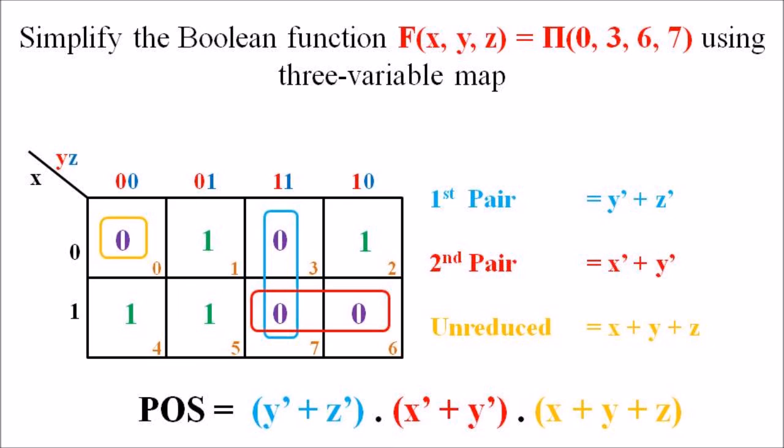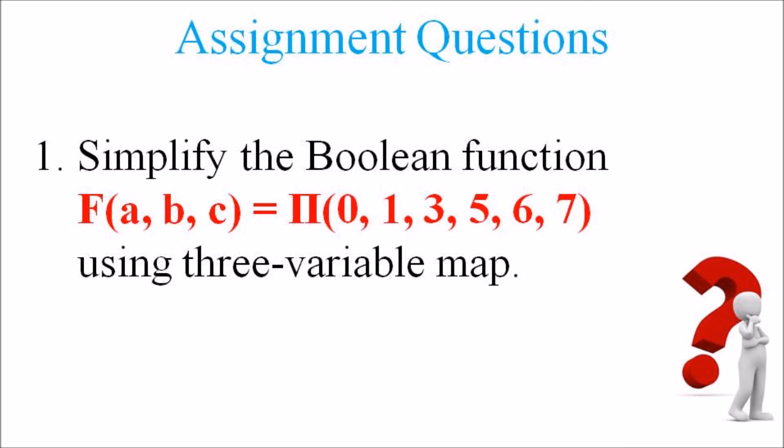So my dear students, this is how we reduce a 3-variable Boolean function using a K-map. Hope you have understood this topic. Kindly go through this assignment question. Our question is: simplify the Boolean function f of a, b, c equal to pi of 0, 1, 3, 5, 6, 7 using a 3-variable K-map.